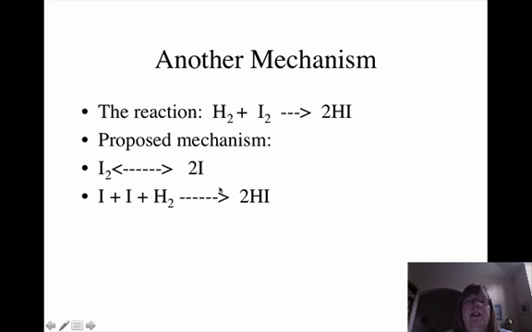Okay, let's try this one. This is our overall balanced equation. This is the proposed mechanism.